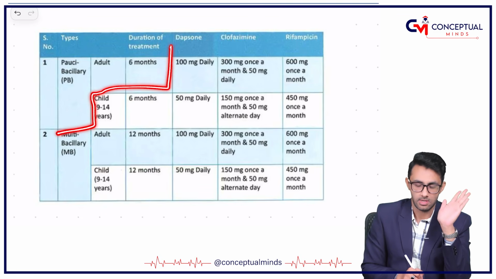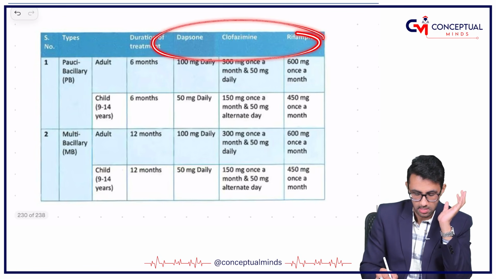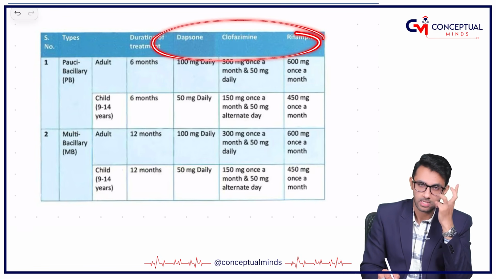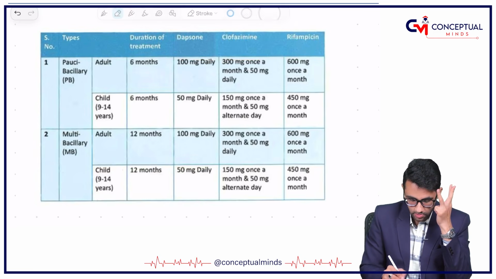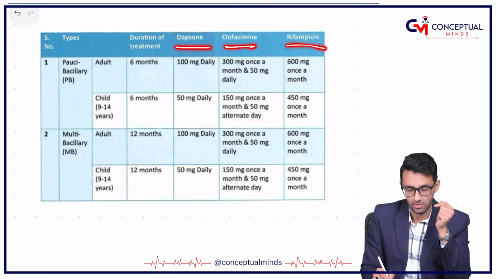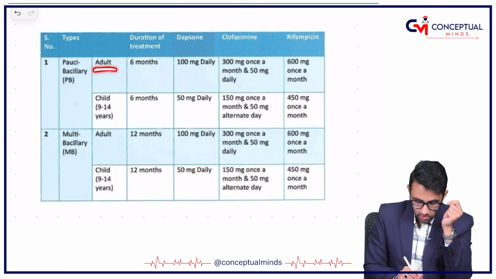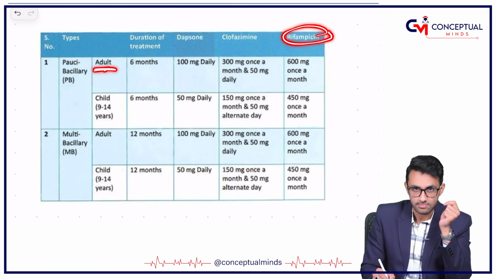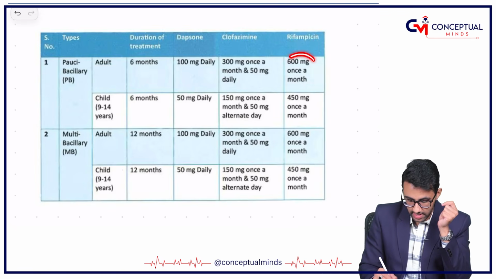No new information. What is new is the 3 drugs we have: dapsone, clofazimine, and rifampicin. That is the mainstay of the MDT. So what are we going to do with the adult? Rifampicin, we will give 600 mg once a month.